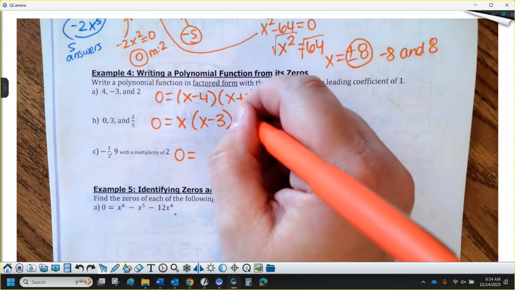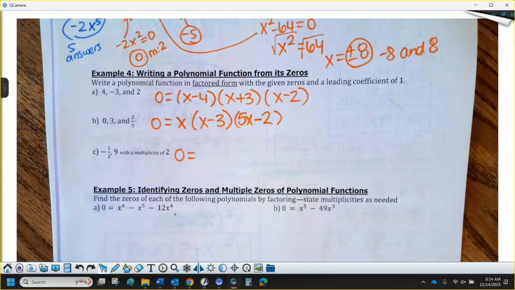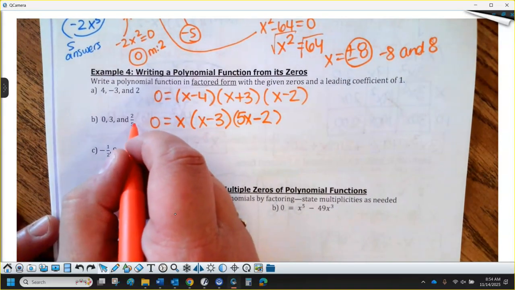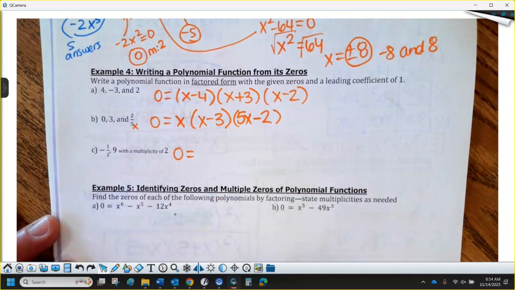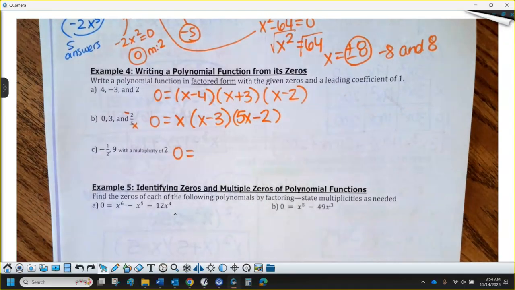So the 5 is going to go with the x, and then the 2 is just going to be subtracted in that situation. So whatever's in the denominator, if you have a fraction, that's going to get multiplied by x, and whatever's in the numerator, the opposite of that is what's going to go to the side to write that factor. Because if I set that equal to 0, I'd add 2 divided by 5. So I'm just working that backwards.